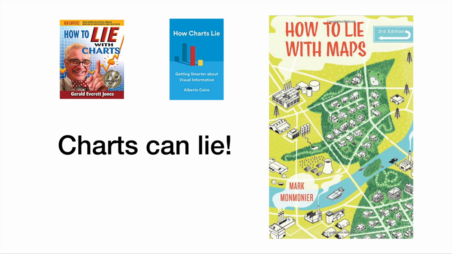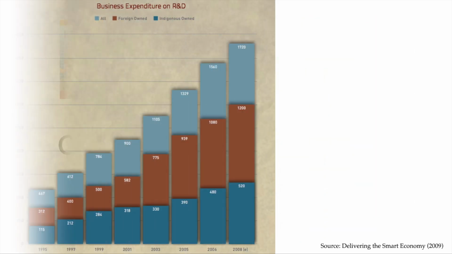there are tricks people use on purpose or mistakes they make by accident that can result in charts that actually deceive the viewer while purporting to illuminate or to provide factual data. So this first example here is a real example, and this was from a Government of Ireland report from 2009, Delivering the Smart Economy.